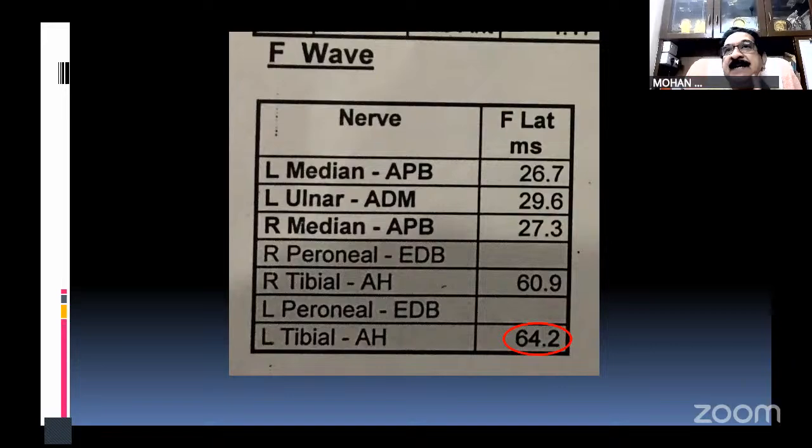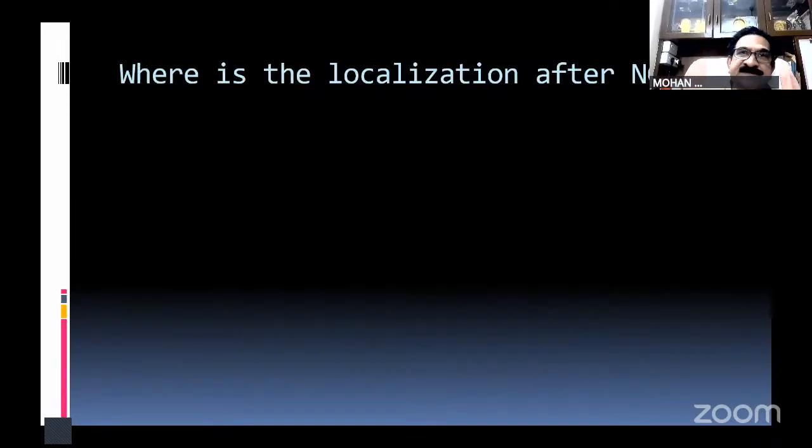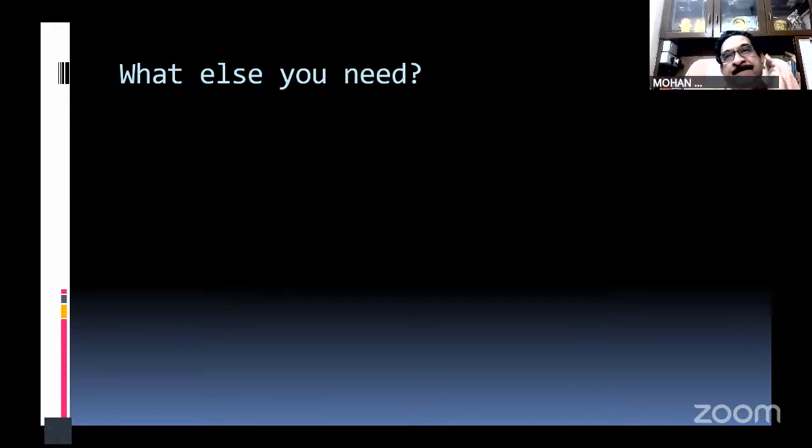So this makes a radiculoneuropathy very unlikely, because there is no evidence of demyelination except for the one F-wave prolongation, and the SNAPs are also normal. The motor conduction velocity is also normal. So demyelination is unlikely. So the first possibility is out. So what else do you need now?